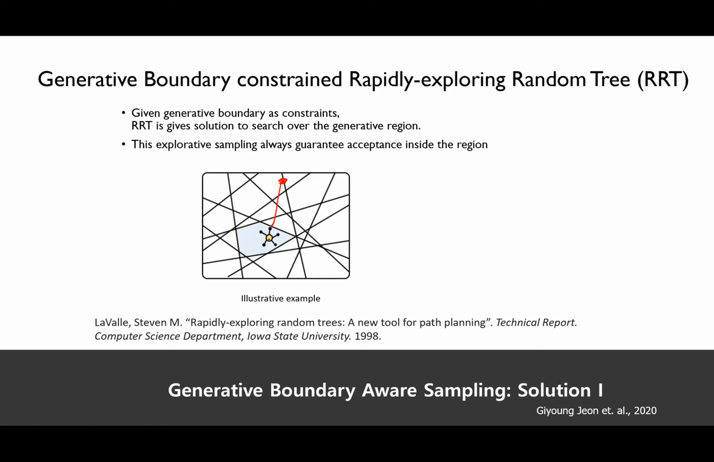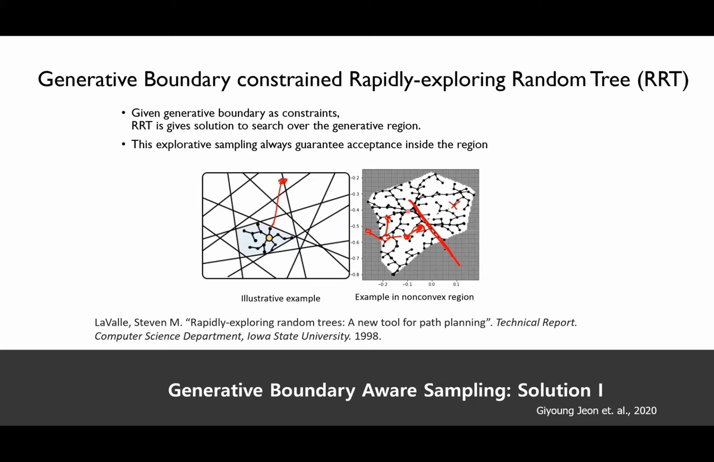So suppose we have a sample generated like this. This is a tree. When a new sample is generated here, and the boundary is like this, we find the closest sample in the tree and grow the tree in that direction by unit length until we reach the boundary constraint, right? While doing this, we can fill the space.